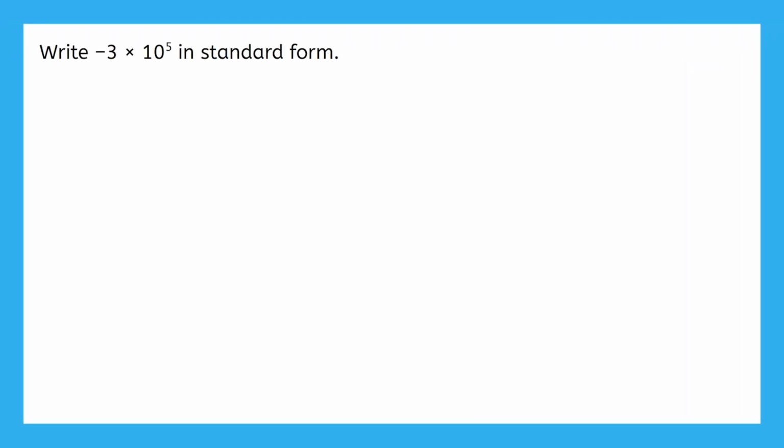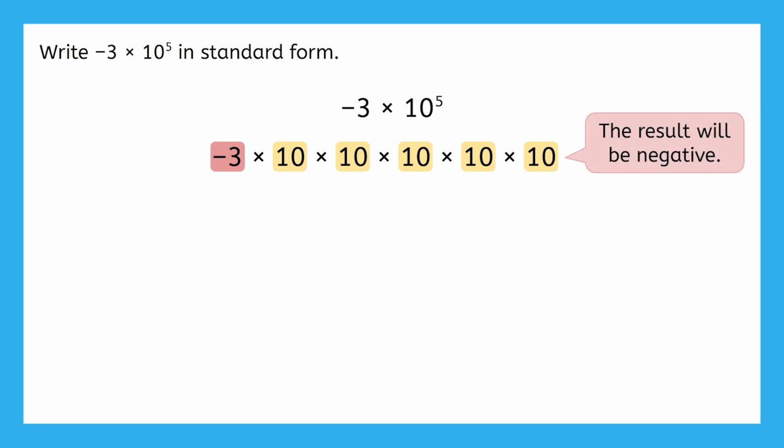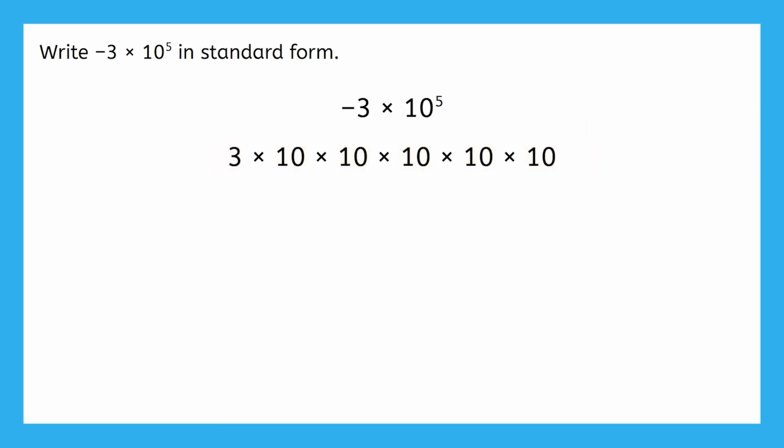I think we're ready to try a scientific notation problem. This one's asking us to write -3 times 10 to the fifth in standard form. Multiplying by 10 to the fifth means multiplying by 10 5 times. Since we're multiplying a negative by a bunch of positives, will the result be positive or negative? It'll be negative. So let's just ignore the negative for now and apply it at the end.